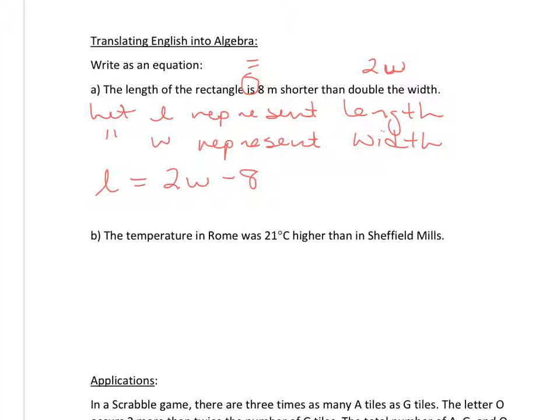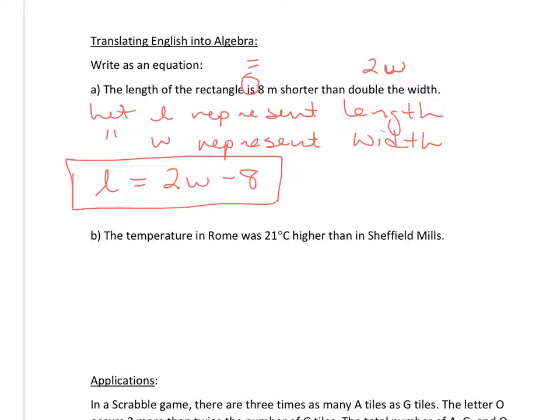We could also have written it as negative 8 plus 2W, but most people would agree that this is the form that would be a little bit easier to understand and possibly to work with as well if we needed to do some more work with that equation. There are more ways to write that, but this way goes directly from the sentence written to the algebra.